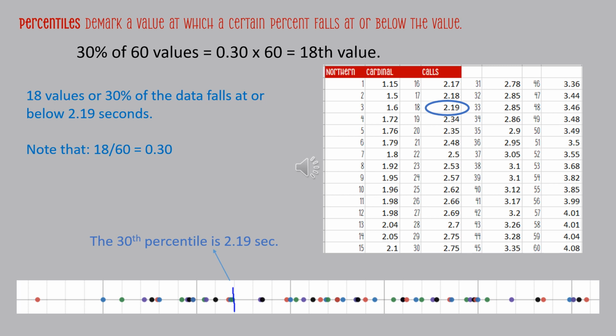Let us do another example of percentiles with this set of data. Let's find the 30th percentile. So 30% in its working decimal form is 0.30. Multiply by our sample size of 60, and we get 18. The 18th value is our 30th percentile. 30% of the data falls at or below that value, which turns out to be 2.19 seconds. So 30% of the data falls at or below 2.19 seconds.